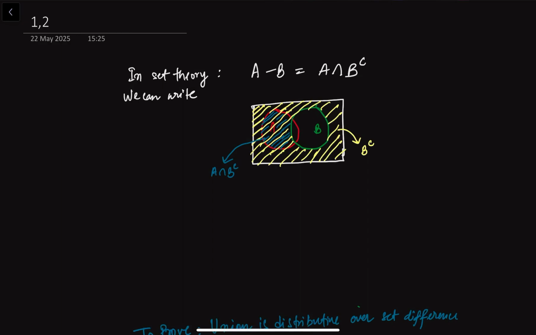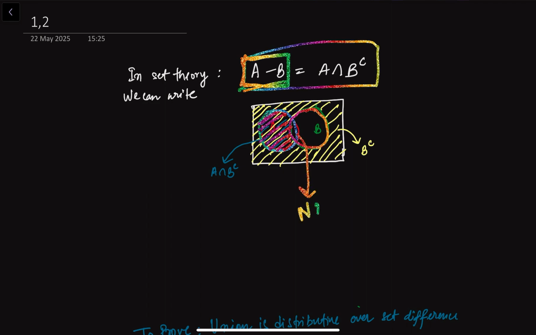In set theory, we can write A minus B as A intersection of B complement. So to get the inclusion of A minus B, basically we are taking the things in A, but except anything that is in B. If we take A and B as Venn diagrams, we need this A part, but we don't need this part.